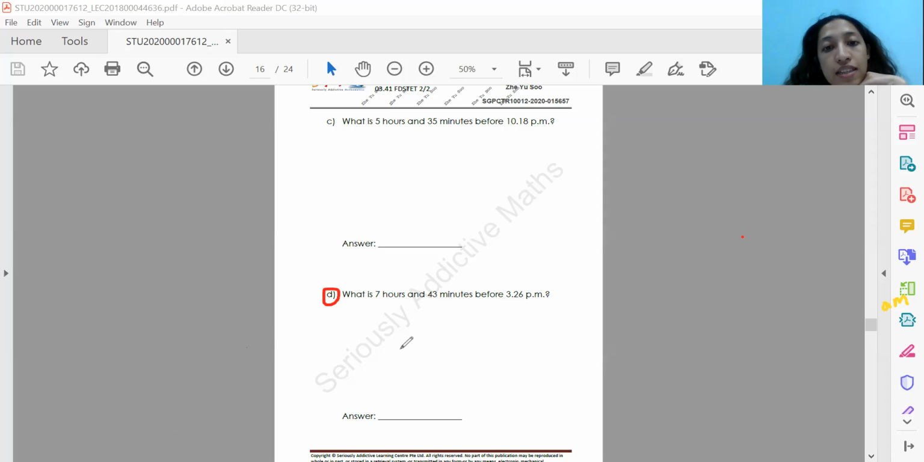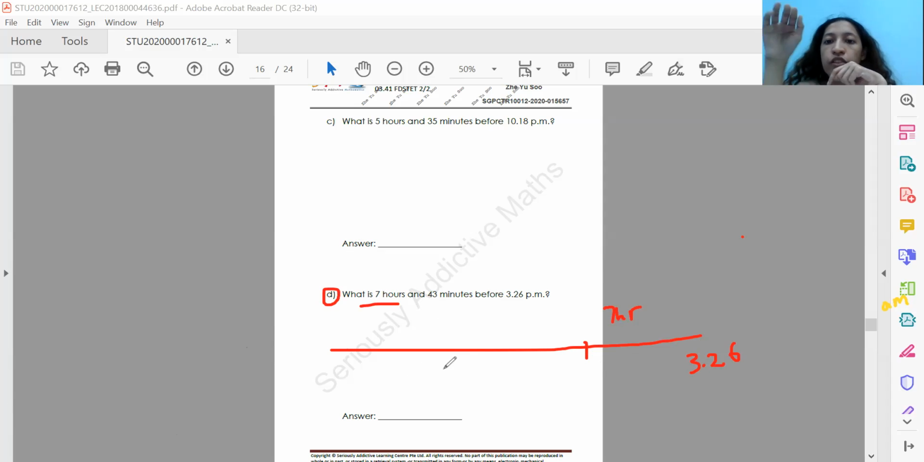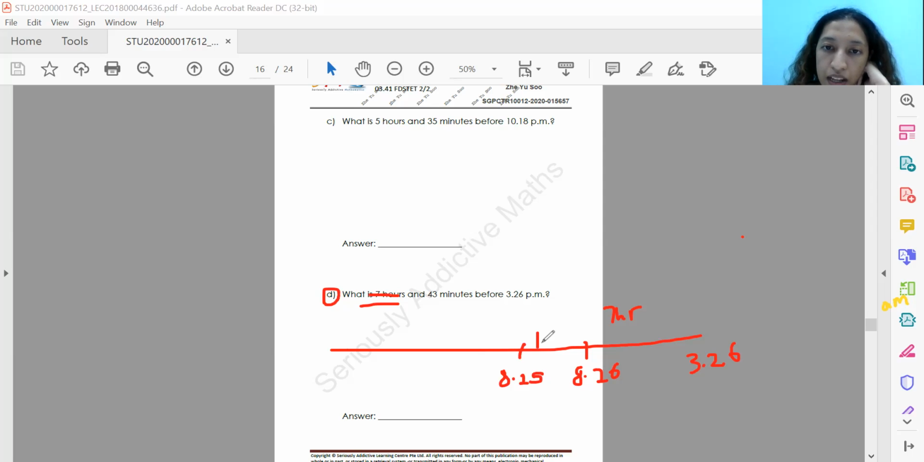Okay, let me go through now. What is 7 hours and 43 minutes before 3:26? So we put our 3:26 over here. Let's do the hours first, right? So 7 hours before: 3, 2, 1, 12, 11, 10, 9, 8. So 8:26. Now we have dealt with the hours. Let us only focus on the minutes now. Let us go to 8:25. How many minutes is that? Only one, right? So 1 minute.